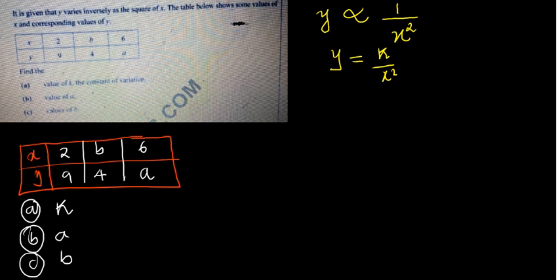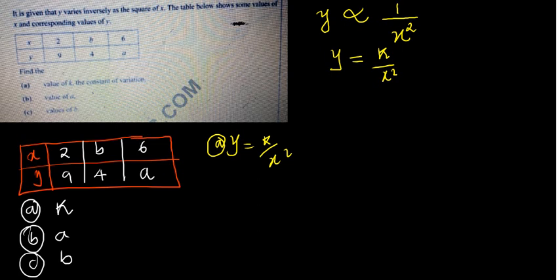Now we've determined the equation of variation. The first question is asking us to determine the value for k. So to be able to find the value for k, you are going to get the same equation, y is equal to k over x squared. Now you are going to use this table.